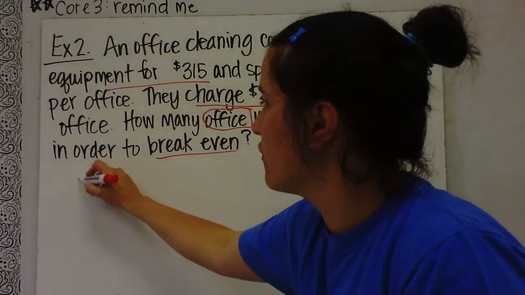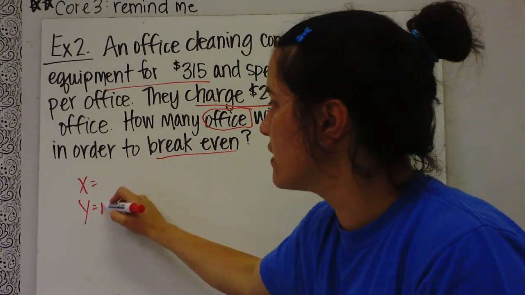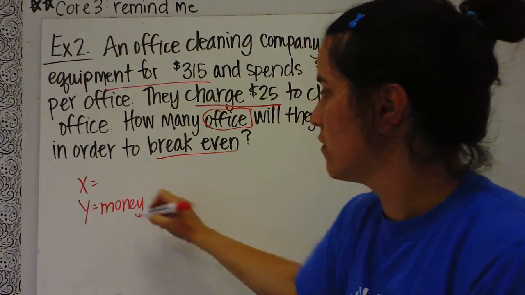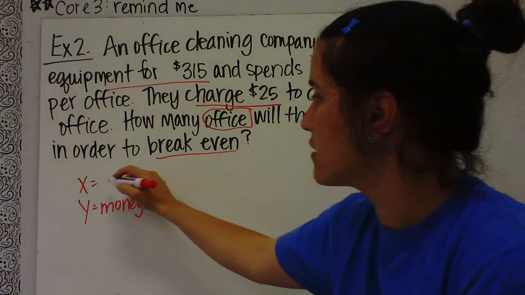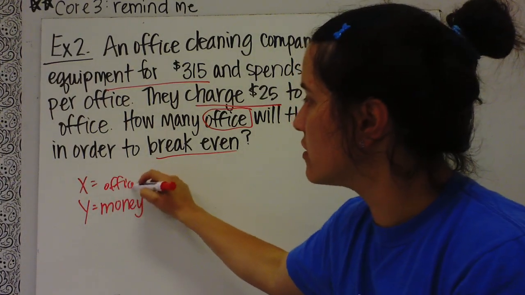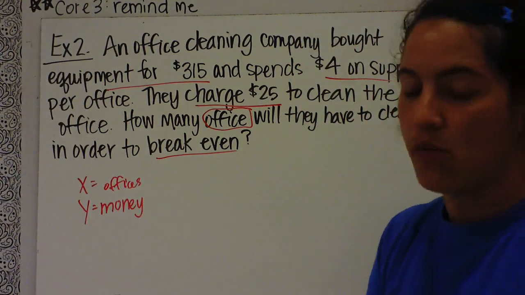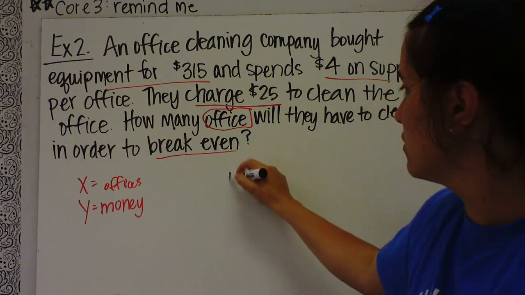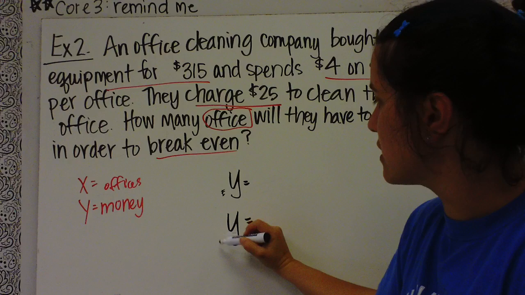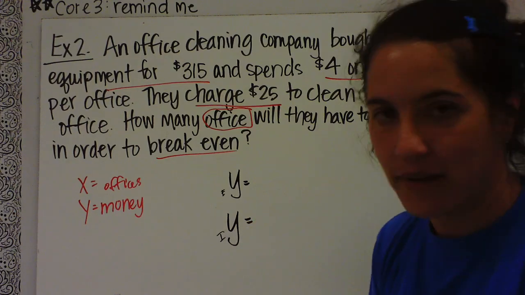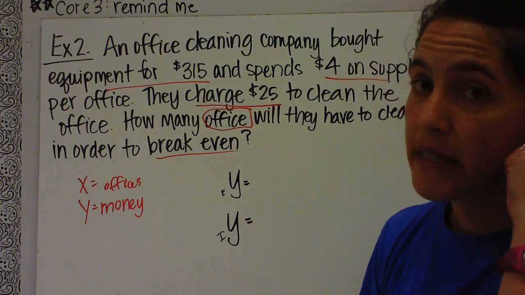So again, let's define our variables. Y is our money. And in the question it says how many offices, so X has to be the number of offices. Again, I want two Y equal equations, and one is going to be expenses and one is going to be income. So let's talk about the expenses of the company.